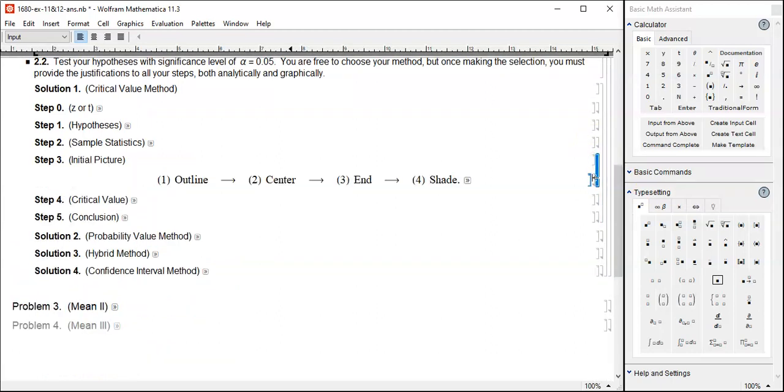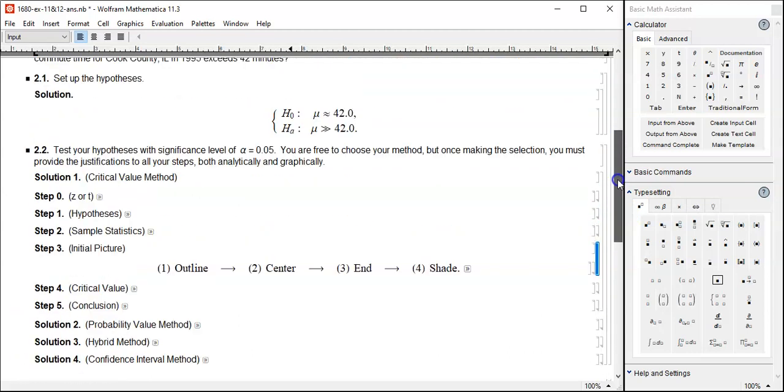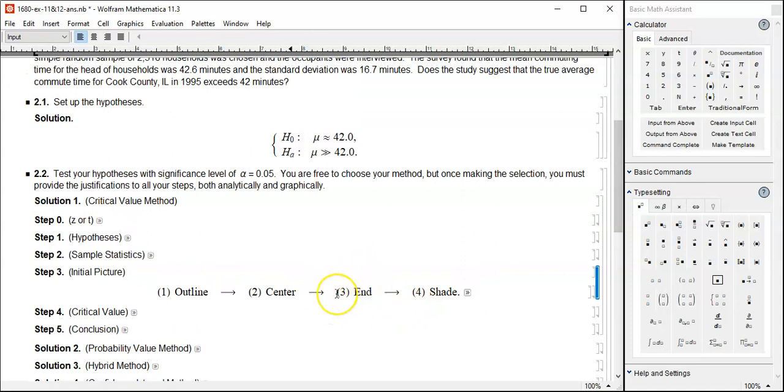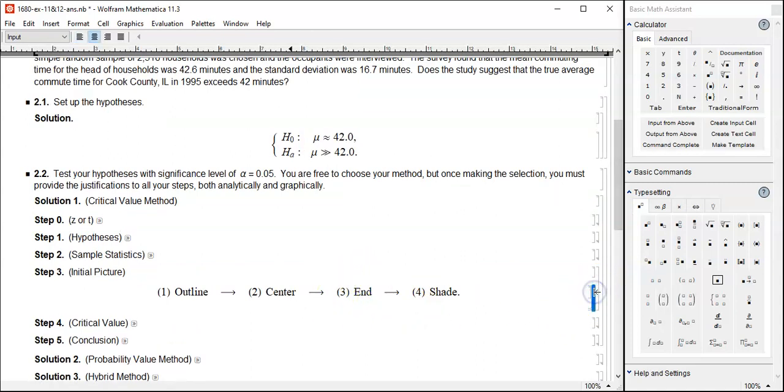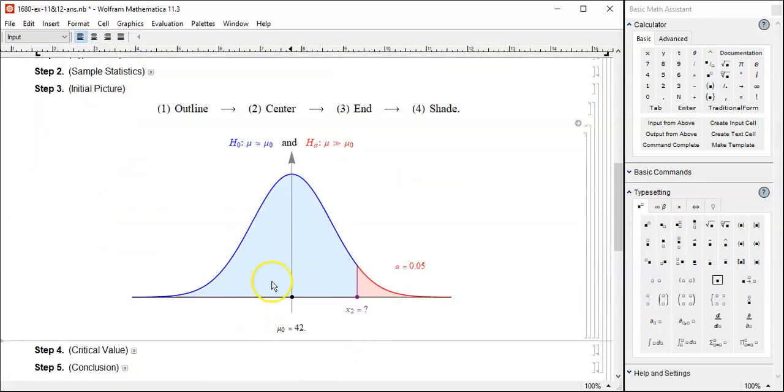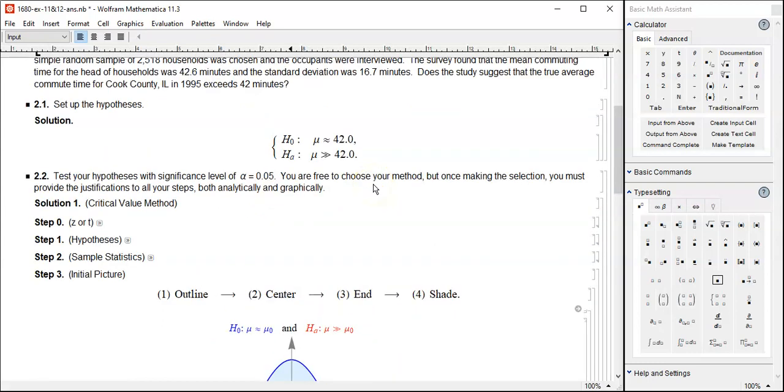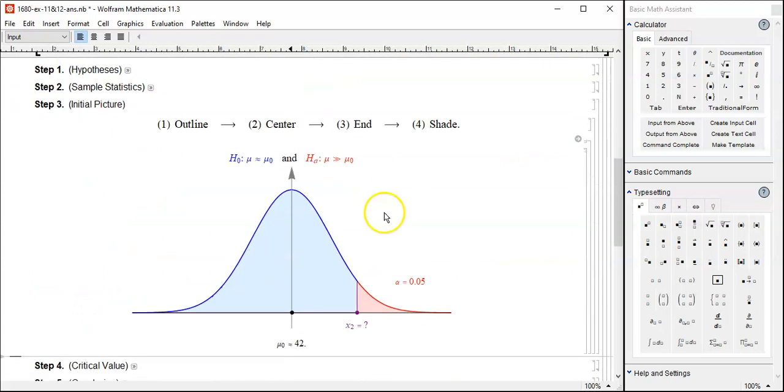You can hand draw this picture, go the outline, and the center is always the null, and then where do you put the end? The end is a critical value. So you don't know that yet. Okay, here we go. 42, and the end is the critical value you want to find out. And that's associated to, let's see, 0.05, so 5% here. Again, the same alpha value, same z-score. Make sense? That is the critical value approach.